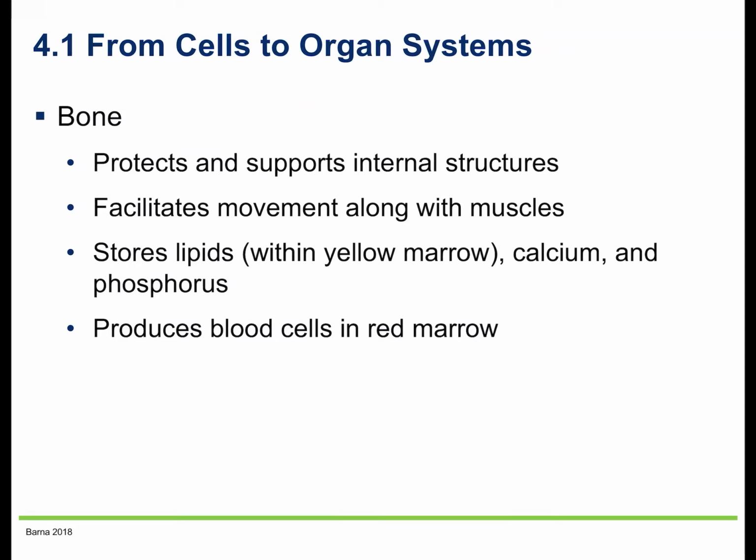Bone is going to support and protect our internal organs. Think about your skull protects your brain. Your rib cage supports your lungs and your heart. Not only does it do protection, but muscles attach to bone for movement. It can also store fats and minerals like calcium and phosphates. And then in certain areas of bone, we have red blood cell, white blood cell, and platelet production.